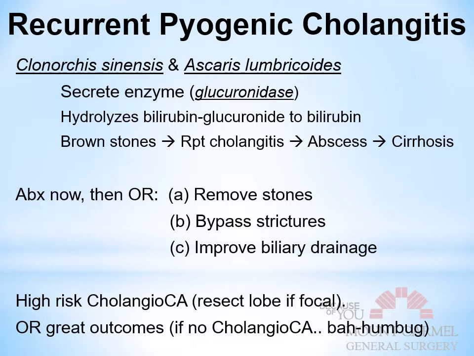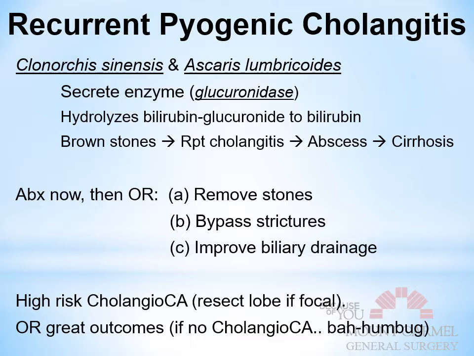There's a high risk of cholangiocarcinoma with patients that have recurrent pyogenic cholangitis. Because of that, both Clonorchis and Ascaris tend to cause a lot of metaplasia at their locations, and essentially the metaplasia eventually turns to dysplasia and then to potential malignancy.